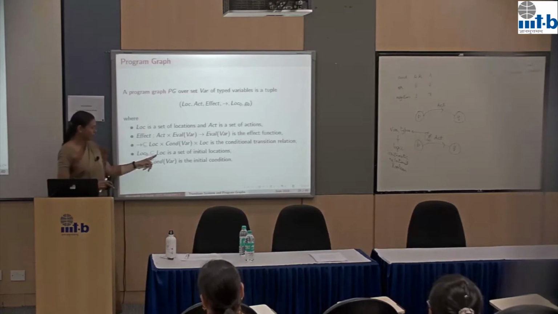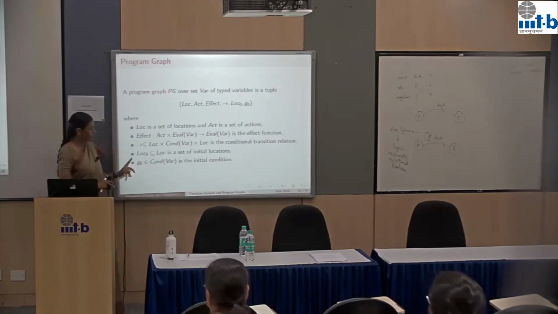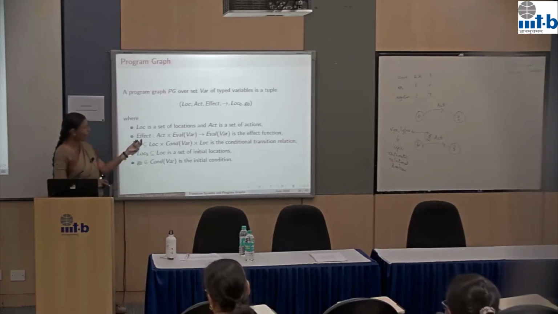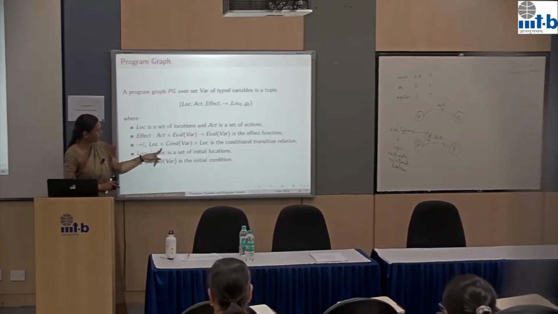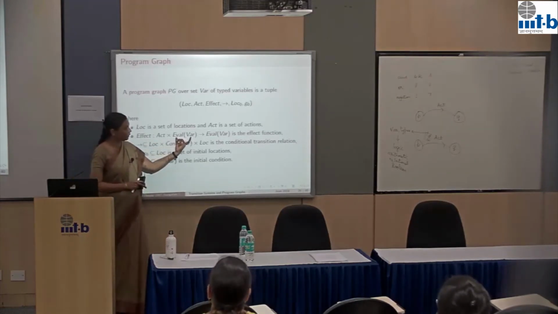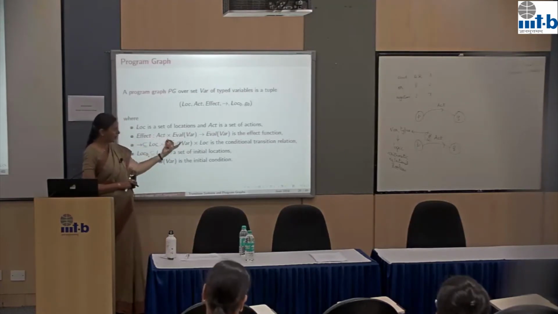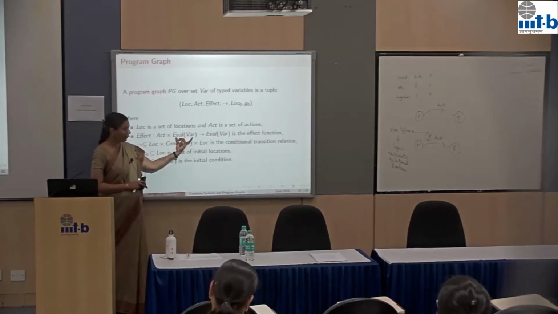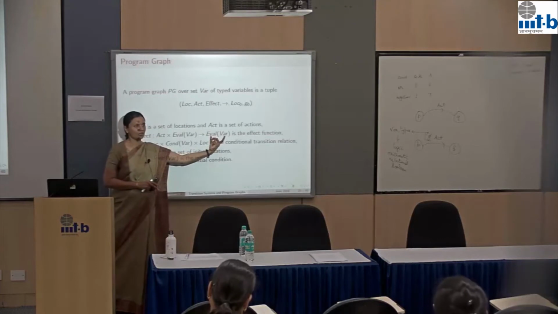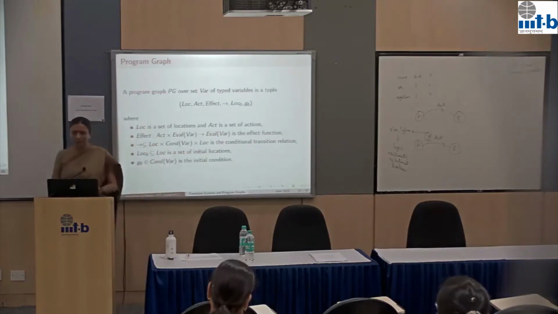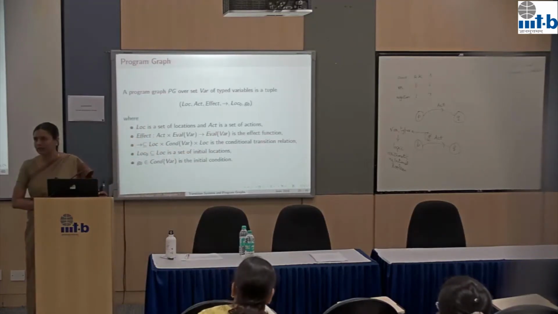There is a set of initial locations. And what is condition? There is a set of initial conditions. And then when an action happens because of change of location, the values of certain variables also change. That's what this is. When an action happens, certain variables which had values will change their values. Right? So this is how a program graph looks like.